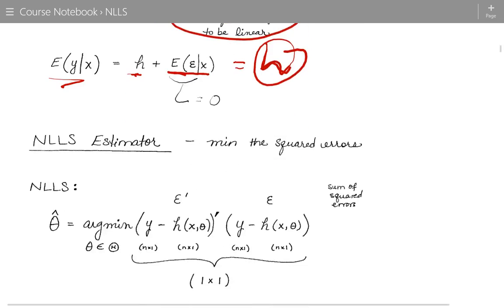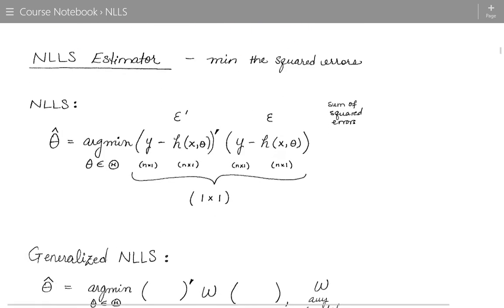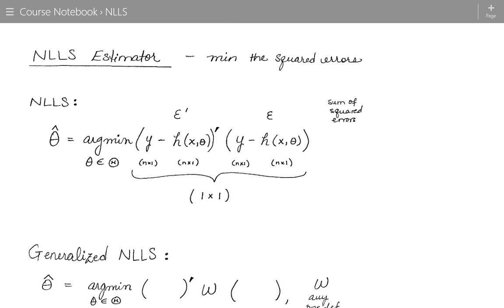So the estimator is going to minimize the squared errors. So the error is the y minus its expected value, and I'll call that epsilon. And so if we take y minus h transpose times y minus h, we get our error transpose error vector, and this is the sum of squared errors. You can check if this works.